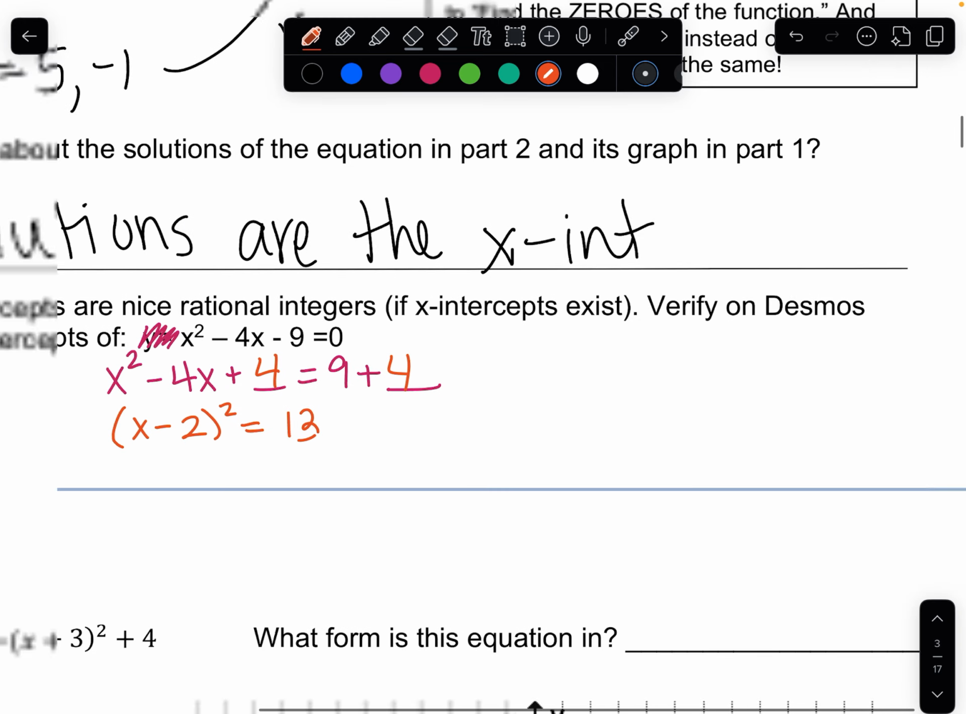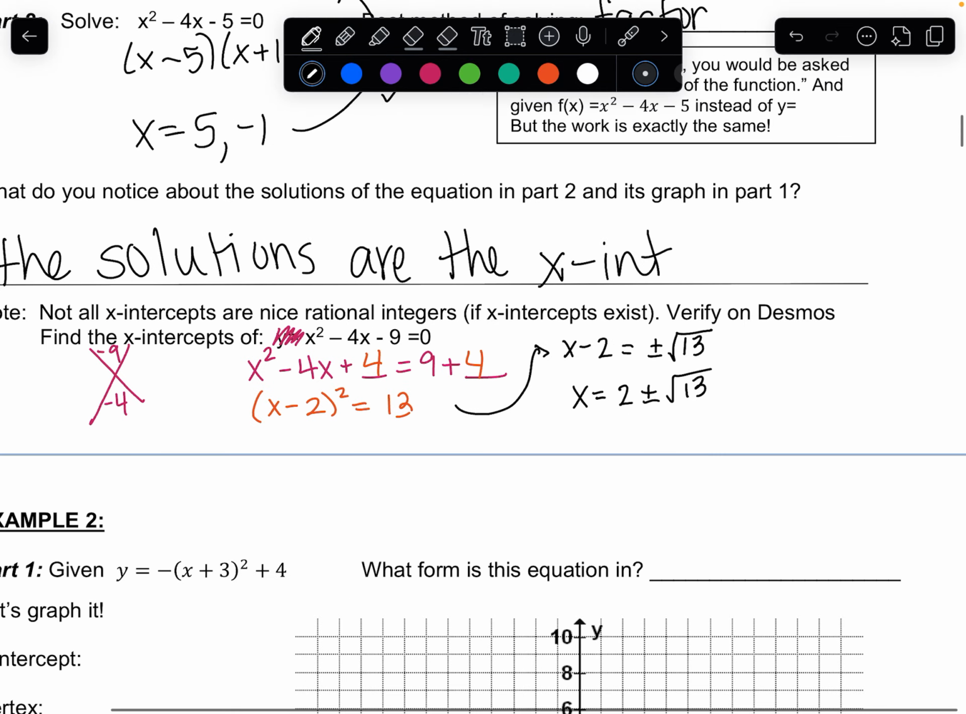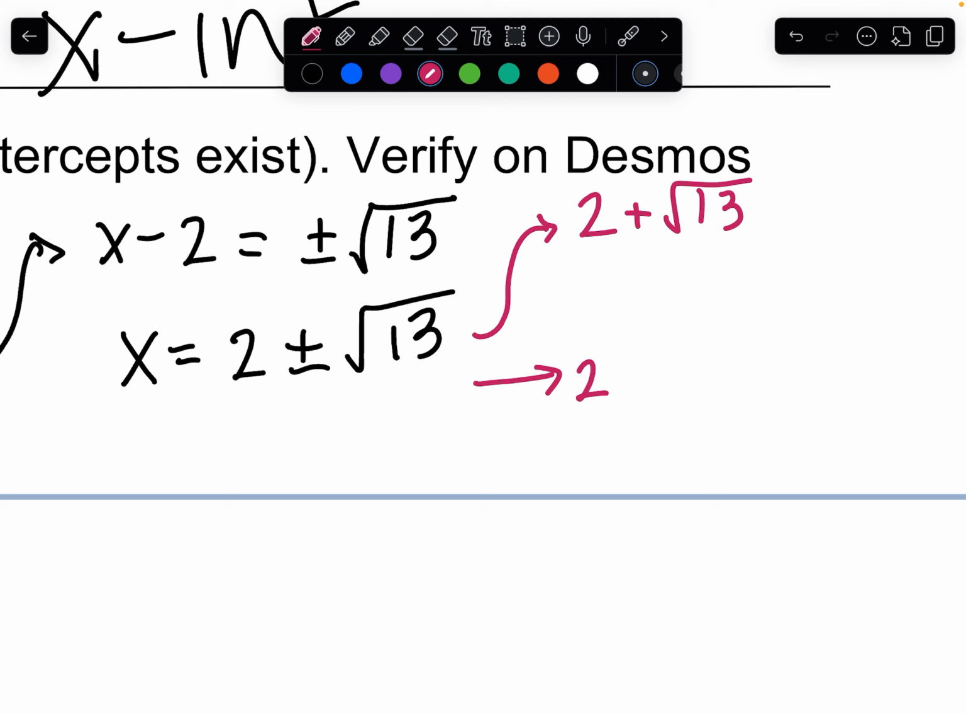I know there's not a lot of room, but when we square root both sides, we get x minus 2 equals plus or minus the square root of 13. And we get x equals 2 plus or minus the square root of 13. So those are irrational, but they are still real. We can do 2 plus the square root of 13 and 2 minus the square root of 13.